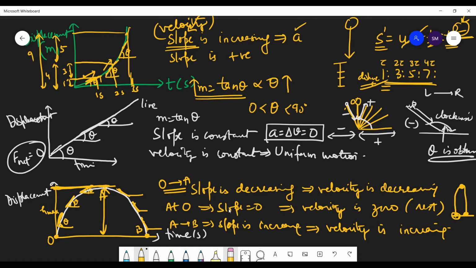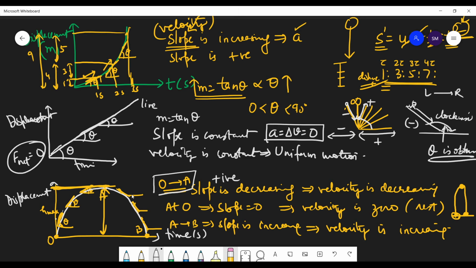Got this point, students? Yes, sir. And next thing you can see, is the slope positive or negative from 0 to A? Is the slope positive or negative? This is the slope. Is it positive or negative? Positive. Yes, positive slope.